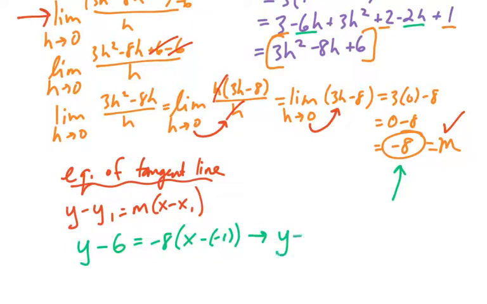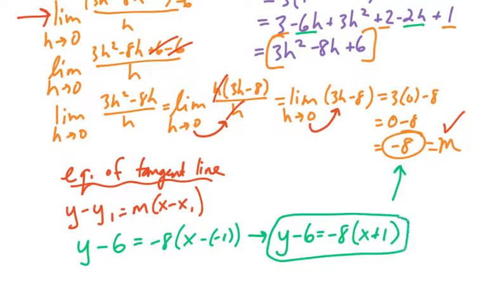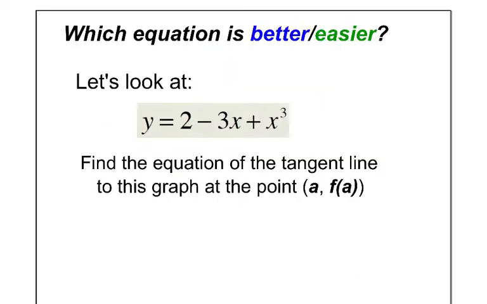Final answer here, friends, y minus 6 equals negative 8 times x plus 1. Final answer. And there you go. That is the equation of the tangent line at the point P, negative 1, 6. It'd be really cool to graph this on Desmos and see just how cool that is because it actually works. And we would really draw a tangent line at that point. Well done. All right, let's see where we left off here.